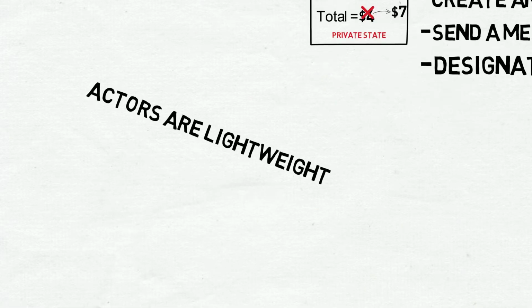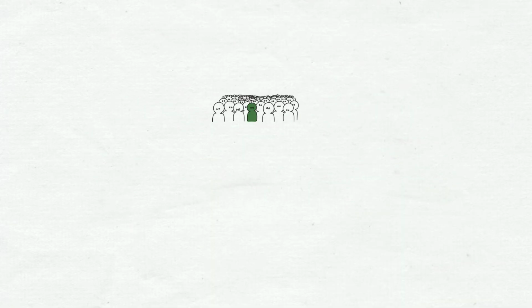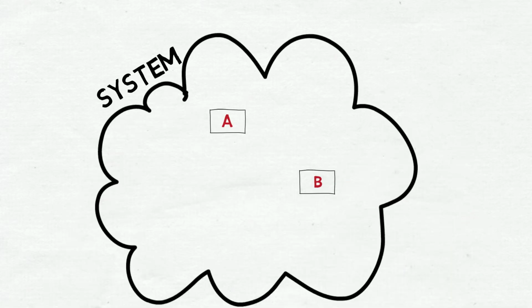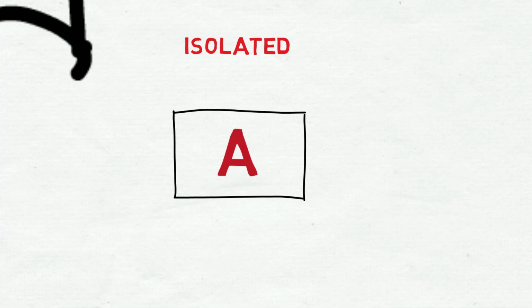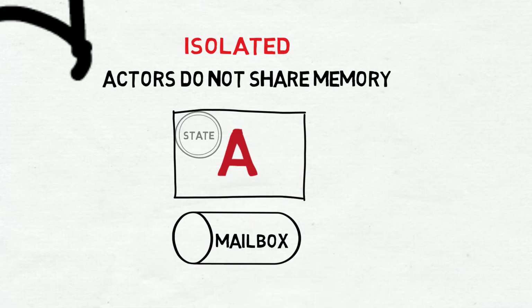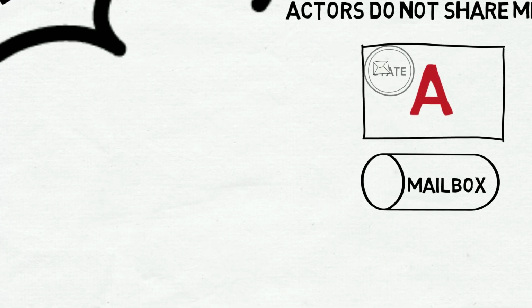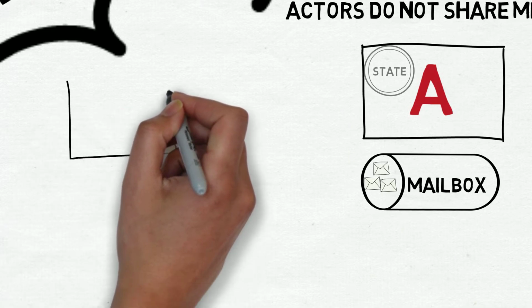Actors are lightweight, and it's easy to create thousands or even millions of them, as they require fewer resources than threads. Now let's have a look at the actors in more detail. Actors are isolated from each other, and they do not share memory. They have a state, but the only way to change it is by receiving a message. Every actor has its own mailbox, which is similar to a message queue. Messages are stored in actors' mailboxes until they are processed.